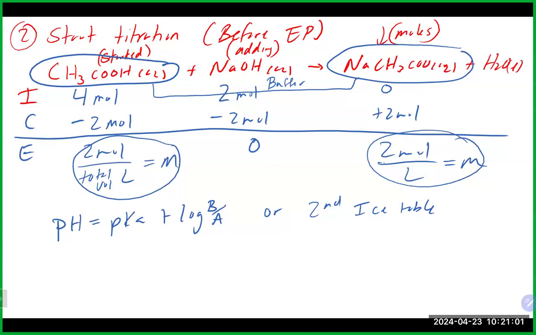So as we can see here, this is much different than the previous titration. We end up with a buffer problem.